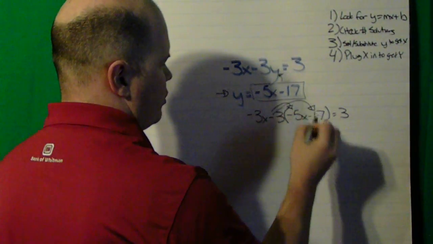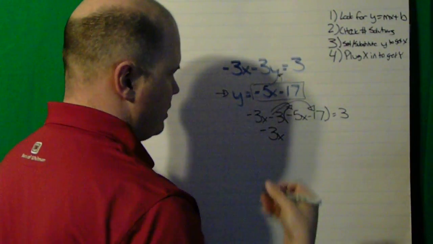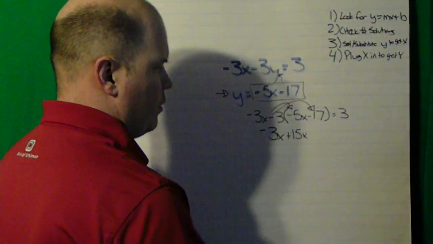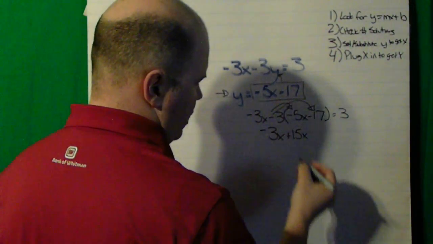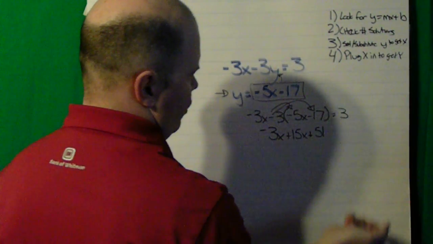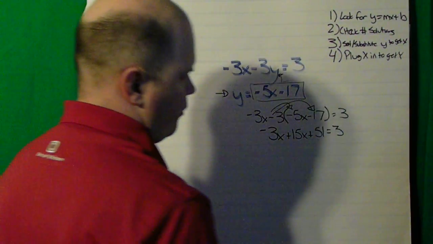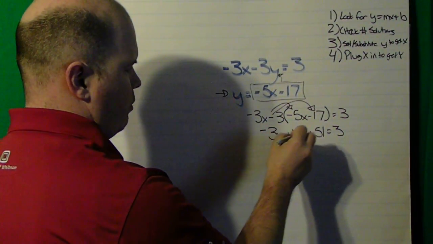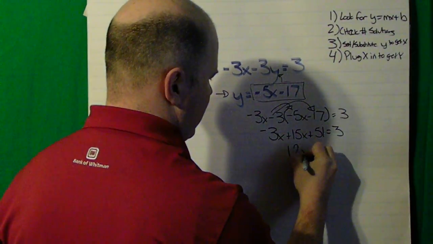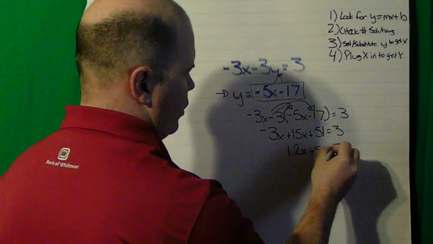Distribute, and get negative 3x. Negative 3 times negative 5 is plus 15x. Negative 3 times negative 17 is going to be plus 51 equals 3. I'm going to go negative 3x plus 15x, when I combine them, is 12x plus 51 is equal to 3.